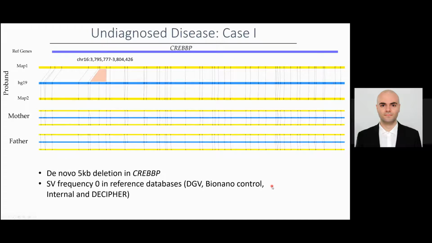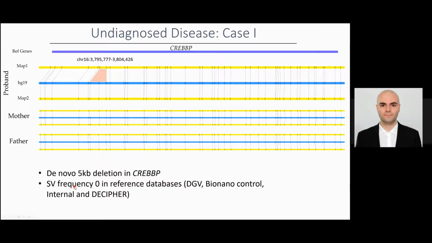What we've identified is a 5 kilobase pair de novo deletion in the CREBBP gene. This is a heterozygous de novo deletion, where one of the maps of the proband has a clean alignment to the reference genome, showing no structural variation. However, one of the alleles shows a shift in alignment that results in approximately 5 kilobase pair removal of DNA. We look at the mother and father, and we see that both mom and dad do not carry this deletion in either of their assembled alleles.